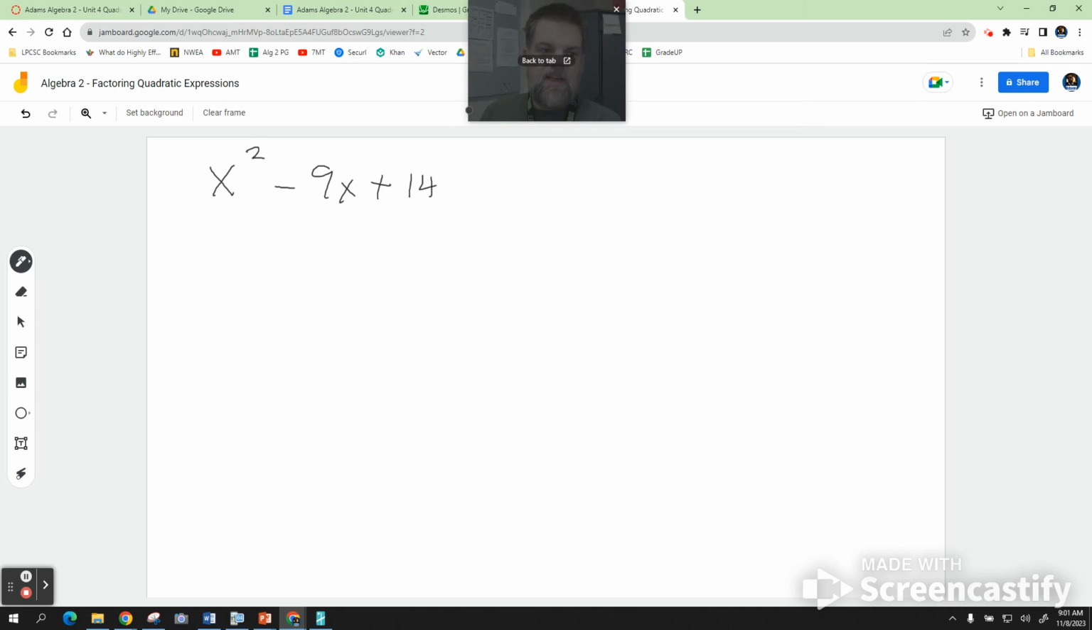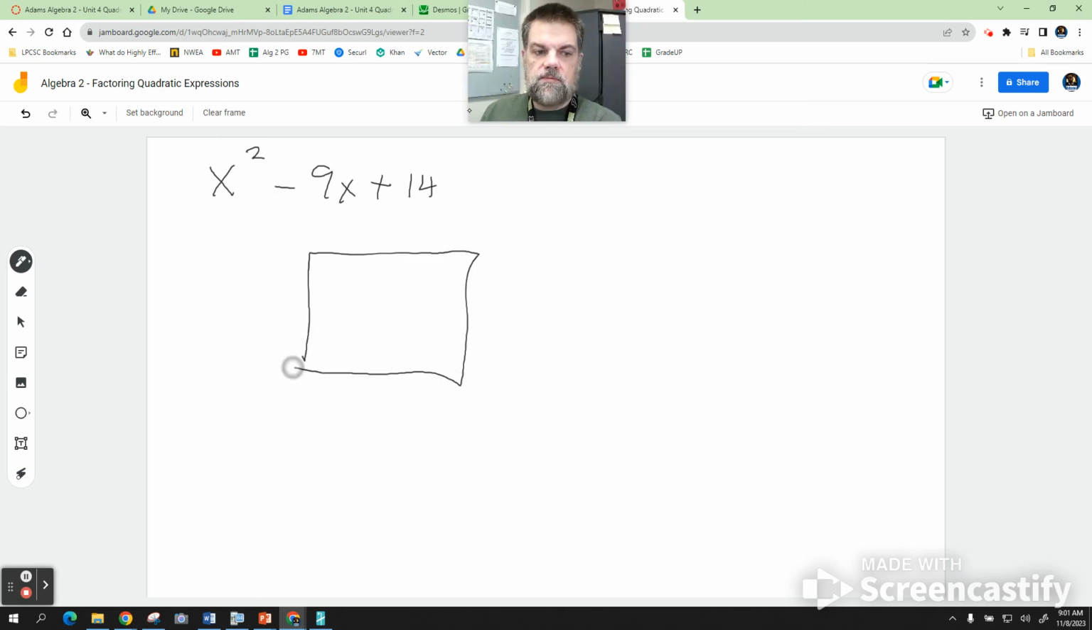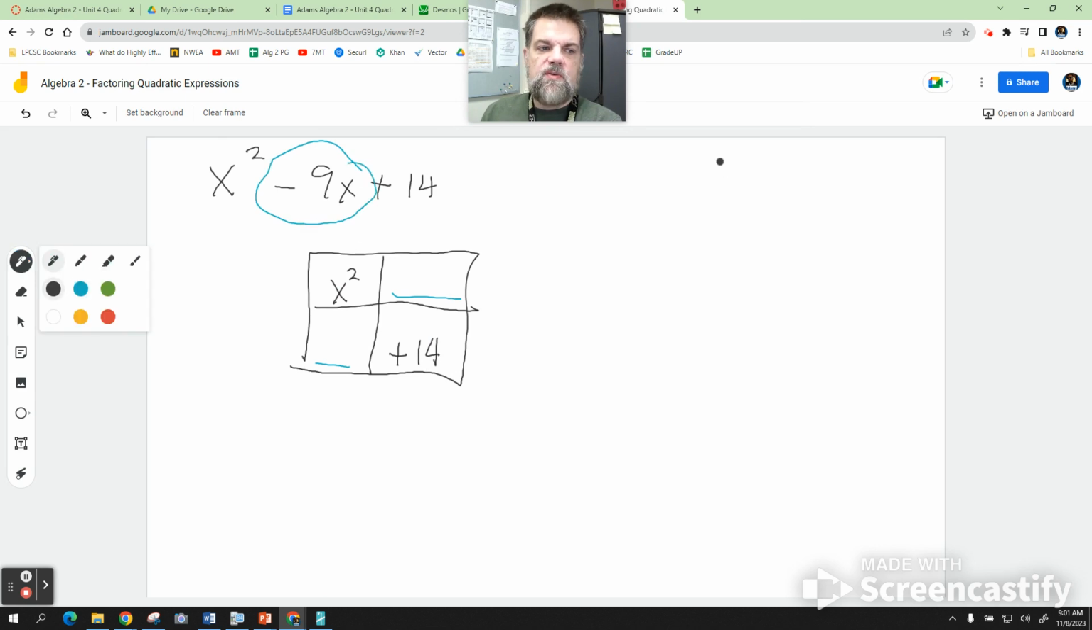All right, for this one, same thing. I'm just going to draw my grid. And so I'm going to take that first term, x squared, and then the last term, positive 14. I know that this plus this has to equal negative 9x. X squared is easy, x times x.